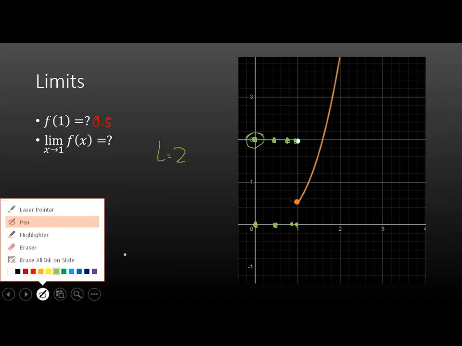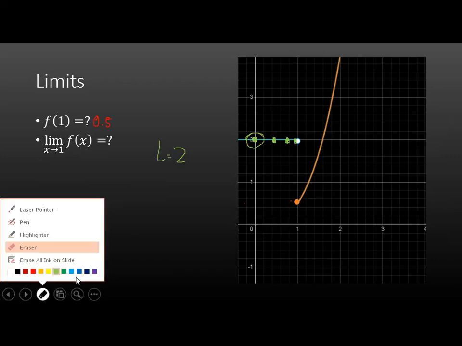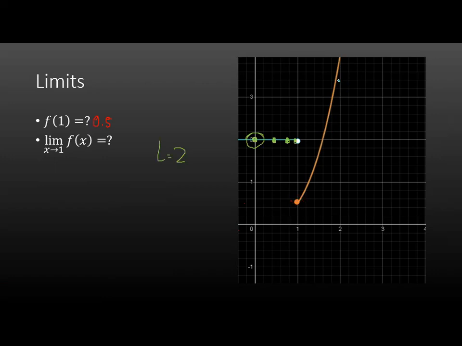But how about on the right? So on the right, let's just say I will use a blue color. Let's just say we start at 2. 2 is here. If we go further, like 1.5, the y value here is this one, which is almost as close as 2. Now we get even closer to 1. So we have this one.